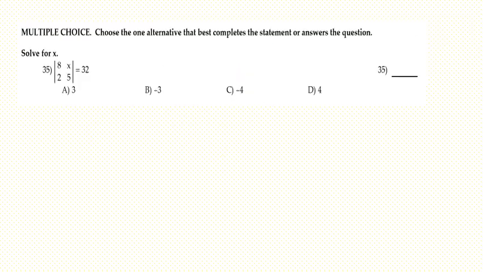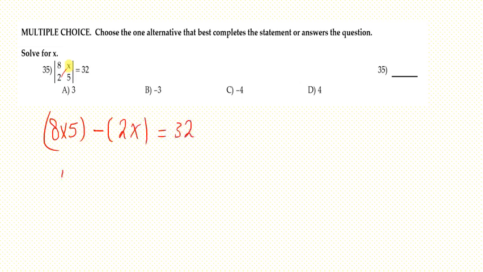Regarding question number 35, it says that I have a 2 by 2 matrix and the determinant of this matrix is equal to 32. What is the value of x? Notice that I have a missing number here I'm looking for. To find this value, I know that for the determinant, I multiply 8 by 5 and I subtract 2 by x, which is 2x. So these values equal 32.